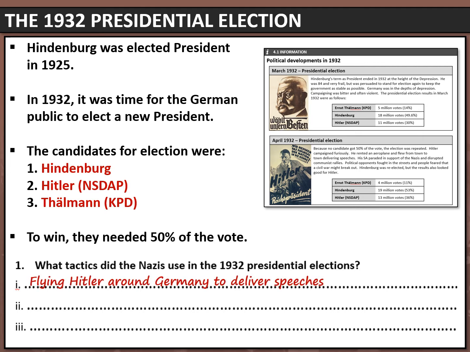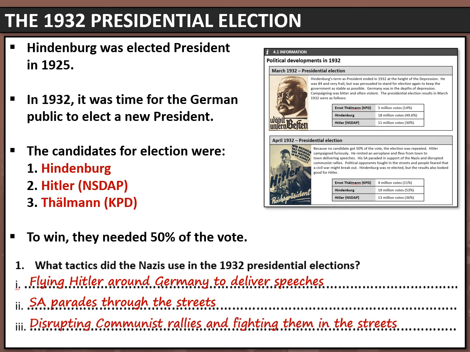So here's what I came up with. They flew Hitler around Germany to deliver speeches. Hitler's SA paraded through the streets, and the SA also disrupted communist rallies and fought with the communists in the streets.